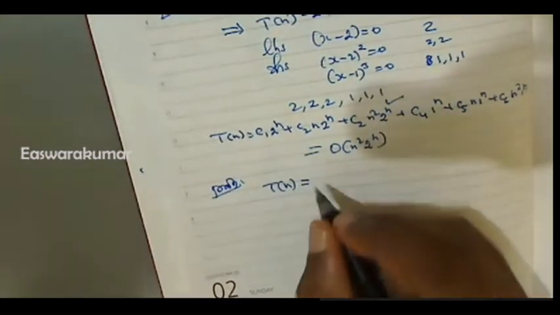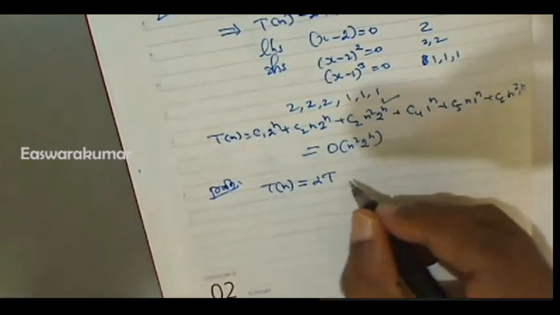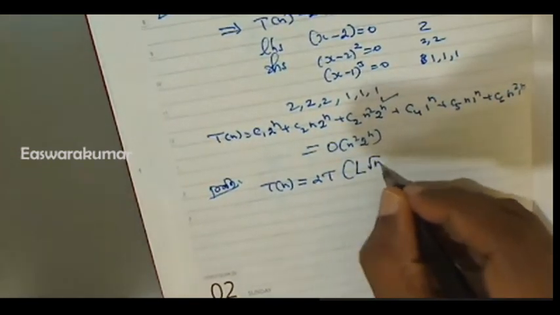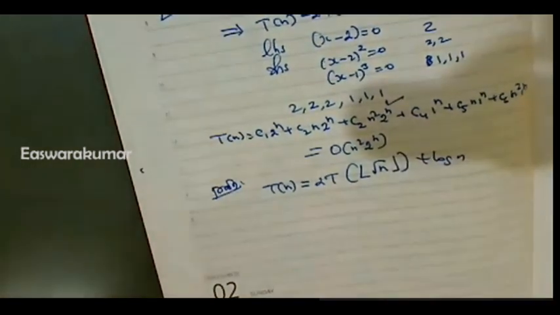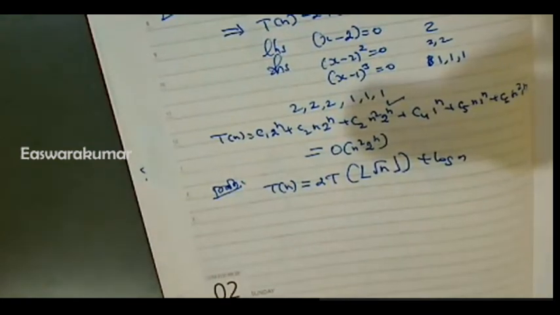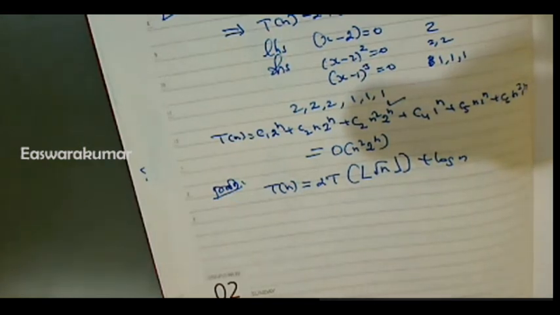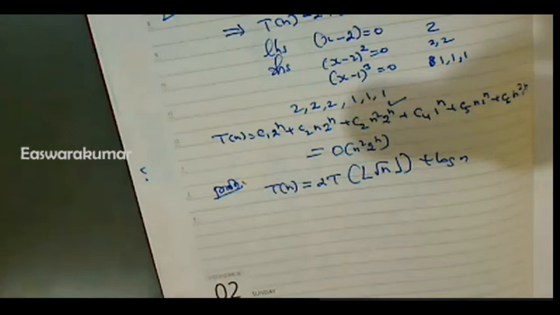T of n is equal to 2 into T of flooring of root n plus log n. Okay, now you see already we have seen when it is something like n by 2, how to remove the fraction. So we make some substitution and hence the fractional part will be removed. Then after that we can do that. So here it is something like root n. So this root n and flooring, ceiling, so everything should be removed before going for substituting in the algebraic method.